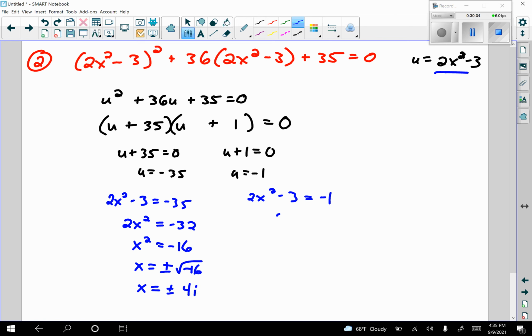Over here, we'll get 2x squared equals, if we add 3, we'll get a 2. Divide both sides by 2, x squared equals 1. Take the square root, plus or minus square root of 1. So x equals plus or minus 1. So our solution set here is plus or minus 1, plus or minus 4i.